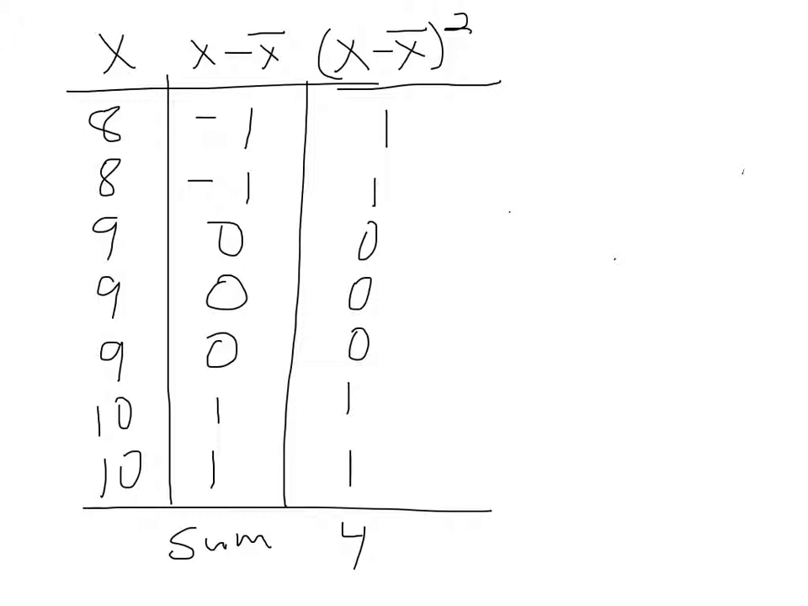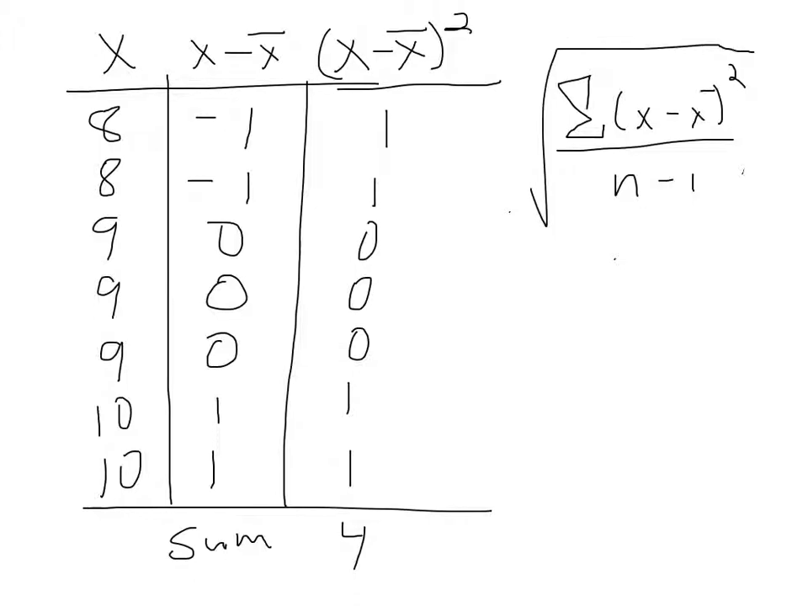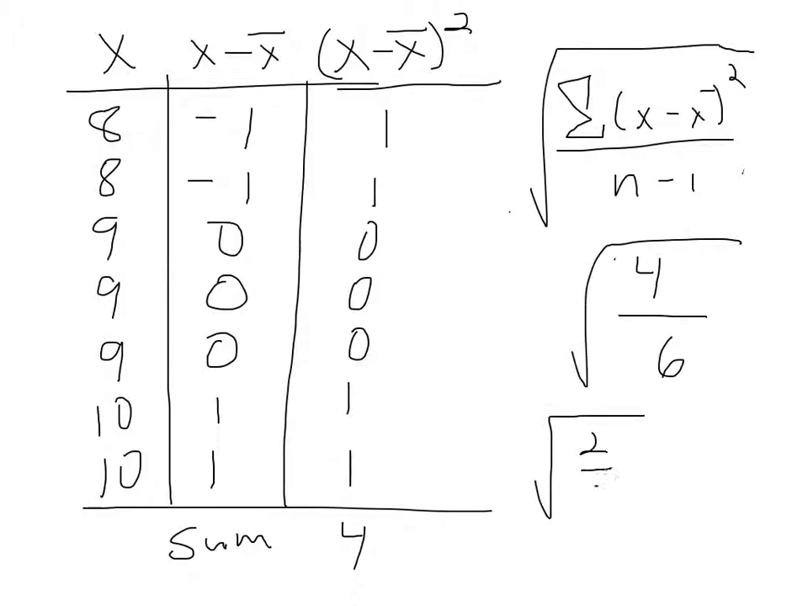So if you think about that formula, I'm taking the sum of all the x minus x bars squared. I'm dividing by n minus 1, and then I'm taking the square root of that. So I've got a sum of 4. I have 7 numbers, so 7 minus 1 is 6. And then I take the square root of that. So the square root of 2/3, you can crunch that on a calculator. I got 0.816.